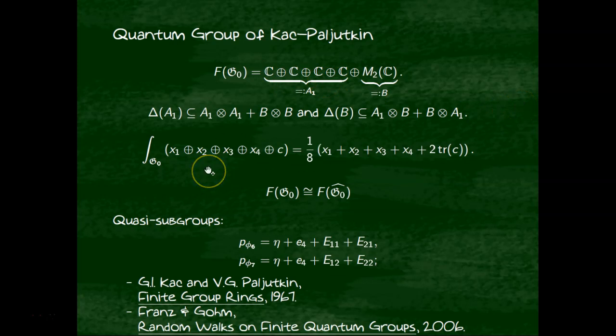The Haar state, the faithful, positive, tracial, invariant state, looks like this. Now the 8 is the normalizing. It's essentially kind of a trace thing here, and it's twice the trace of this 2x2 matrix. If you want to read about what this is saying, it's in Franz and Gohm. The dual of this object is isomorphic, as an algebra, to functions on a finite quantum group. I don't know too much about that.